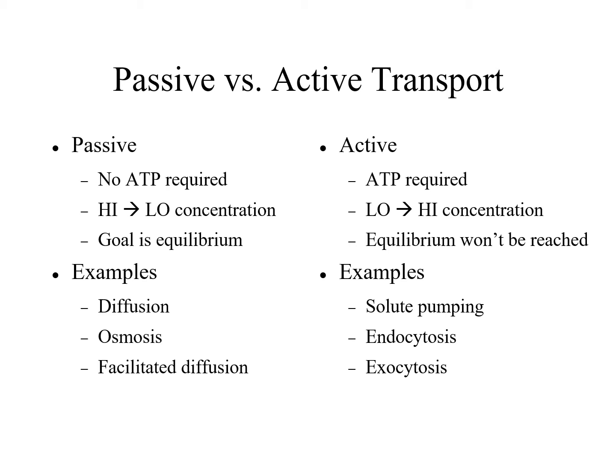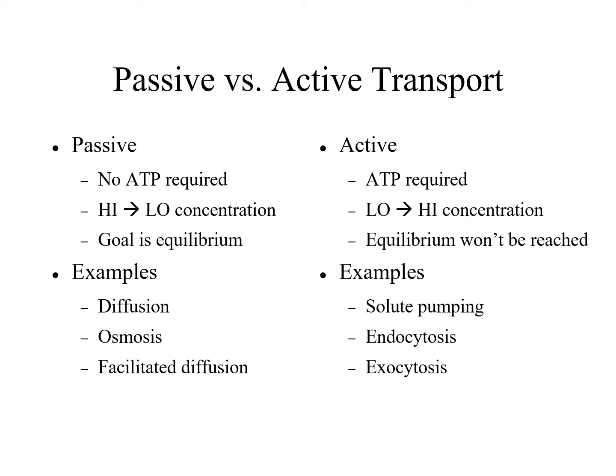With passive transport, if we're distributing molecules along their concentration gradient, then we can reach equilibrium, meaning those molecules are evenly distributed on either side of that plasma membrane. However, with active transport, equilibrium will not be reached because we're moving those molecules against their concentration gradient, from low to high concentration. So here are some examples we'll work through.